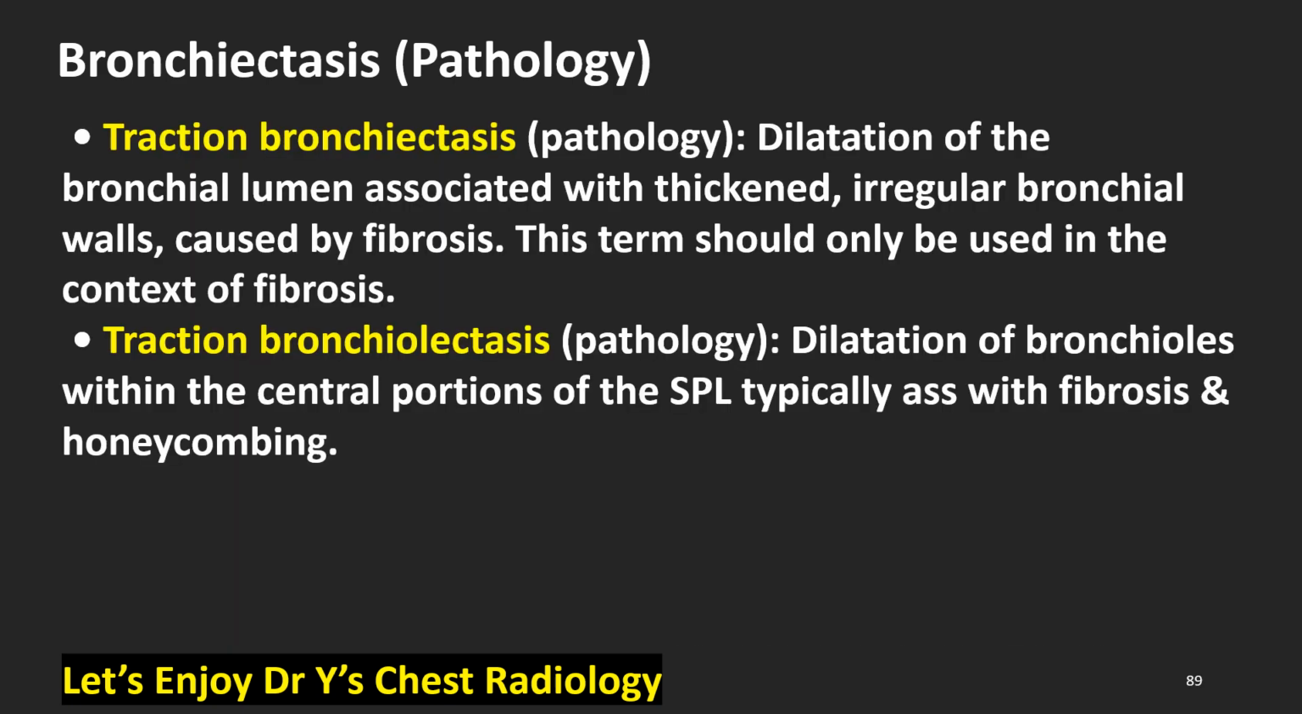Bronchiectasis pathology, traction bronchiectasis. Dilatation of the bronchial lumen associated with thickened, irregular bronchial walls caused by fibrosis. This term should only be used in the context of fibrosis. Traction bronchiolectasis: dilatation of bronchioles within the central portion of the secondary pulmonary lobule, typically associated with fibrosis and honeycombing.